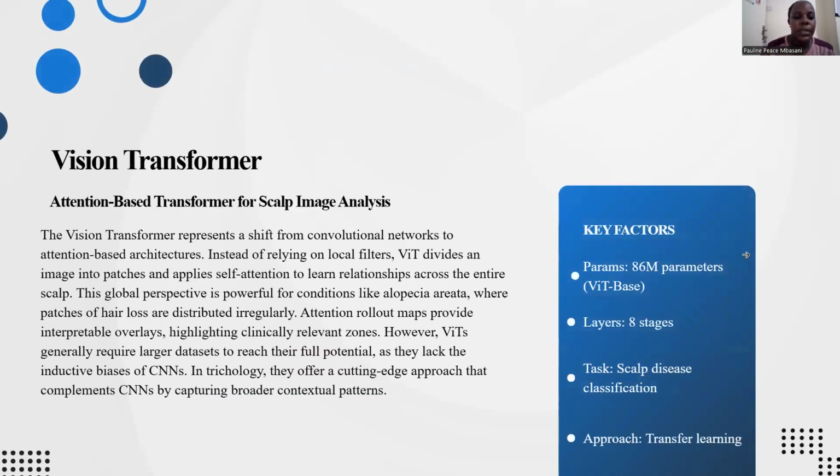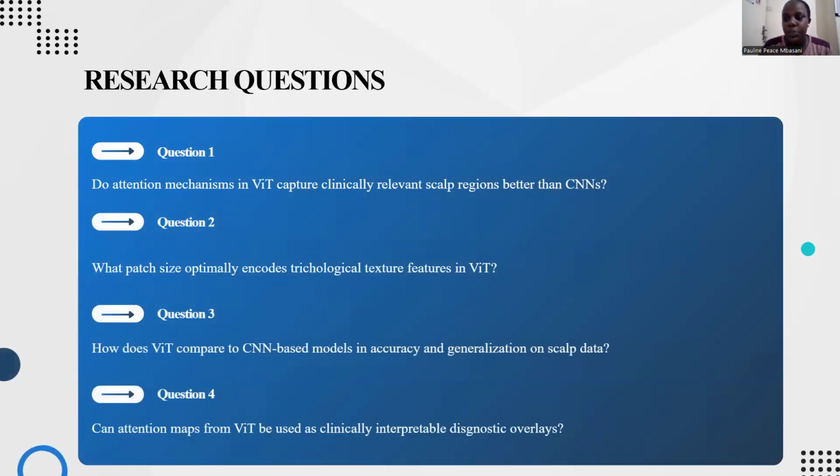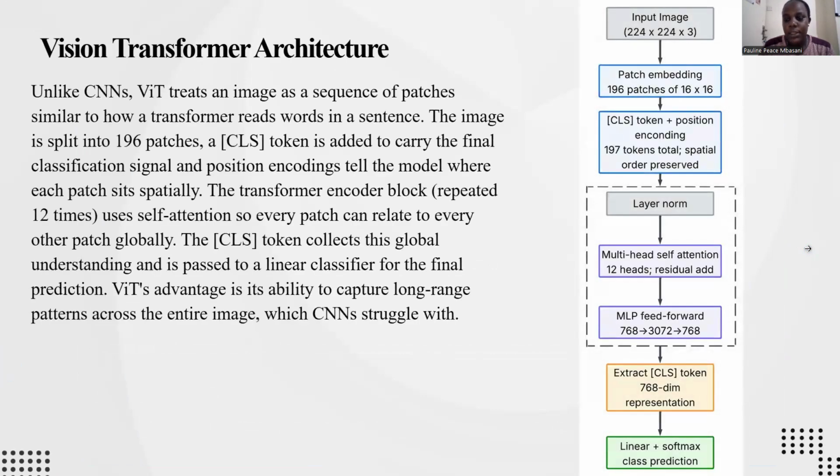Then I'm going to look at my next model, which is the vision transformer, also called ViT. It has 86 million parameters and 8 stages. It has no convolutions at all, unlike the VGG-16 model. It divides images into patches and uses self-attention to understand the relationships across the entire scalp image. In the next slide, we look at the research questions for this specific architecture and model.